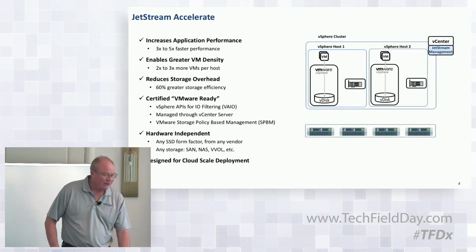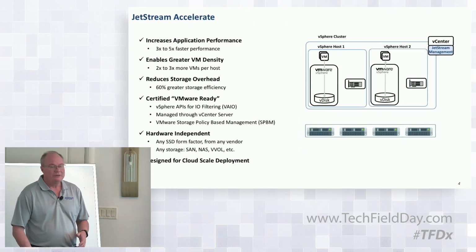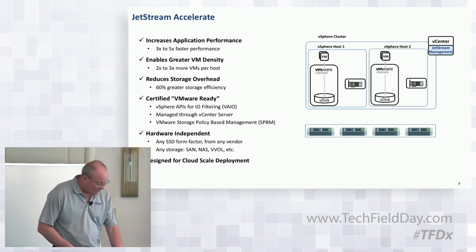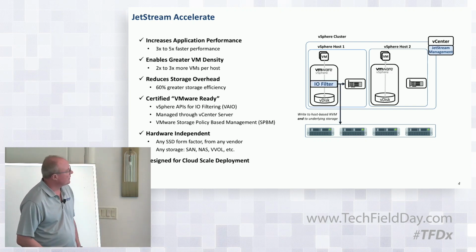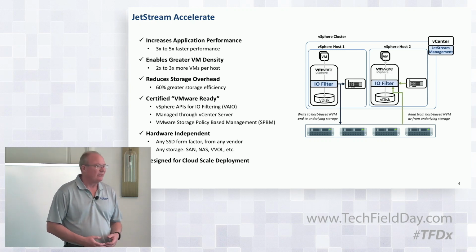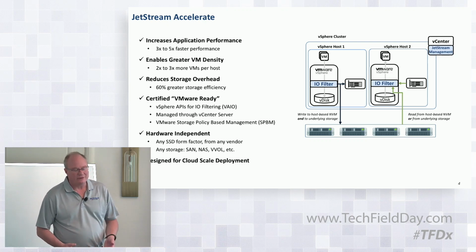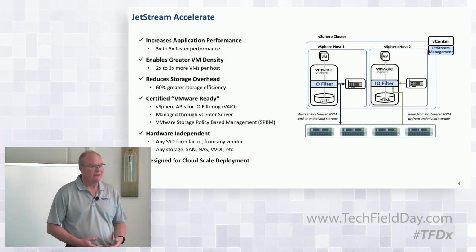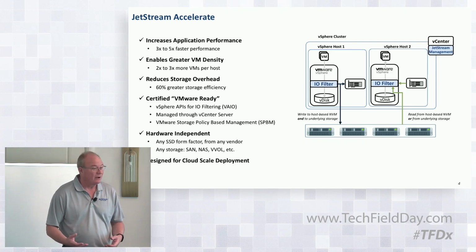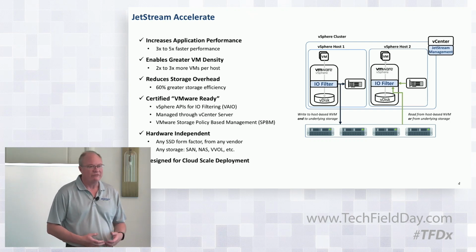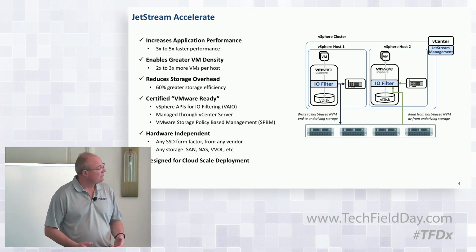I'll talk a little bit about how we use I/O filters in JetStream Accelerate. This is the product that we actually introduced in Tech Field Day a number of years ago when we were at SanDisk, so I'll go relatively quickly since it's a very mature technology foundation. Basically, the I/O filter sees all of the I/O activity. It identifies the data that's being read most frequently, makes it available from non-volatile memory that's installed in the host server. So it's a way to take a lot of the read traffic off the underlying storage, improve application performance, and also improve virtual machine density.